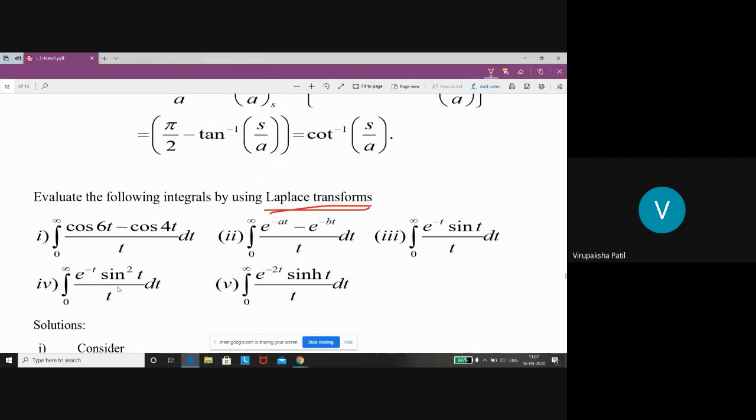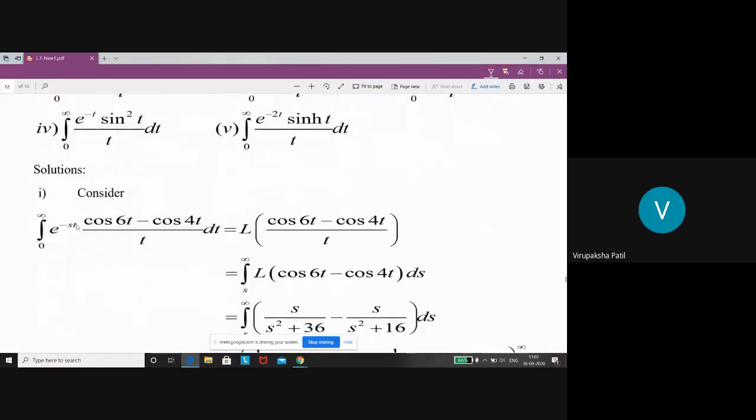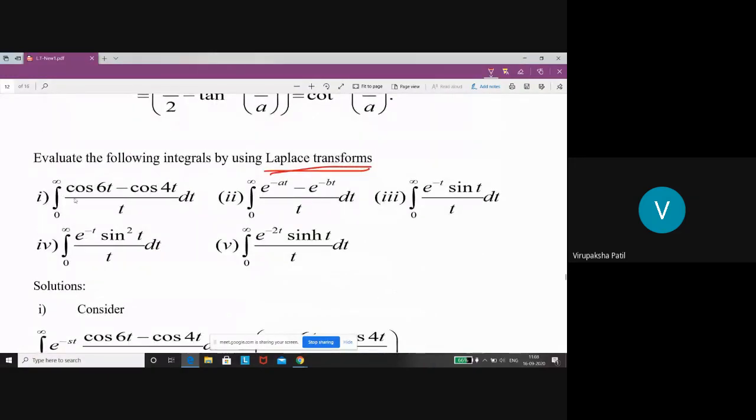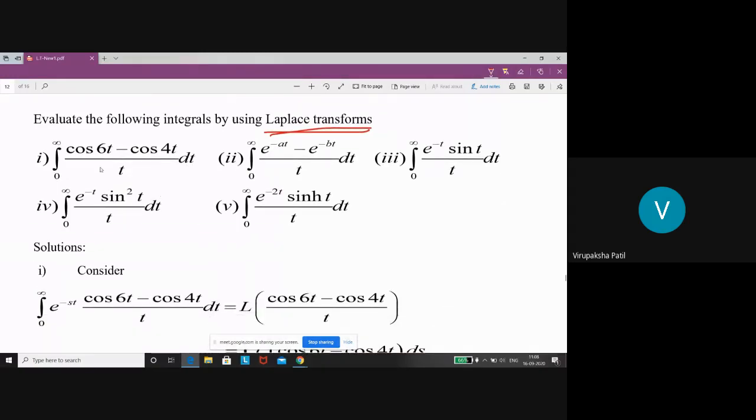Okay, these are some important examples. We'll take them one by one. Now see, first to find the Laplace transform of cos 6t minus cos 4t divided by t, integration s to infinity dt. Okay, next what you have to do, directly it is not possible. Divided by t means directly it is not possible to use the third property here, s to infinity, because already integration 0 to infinity is present here.